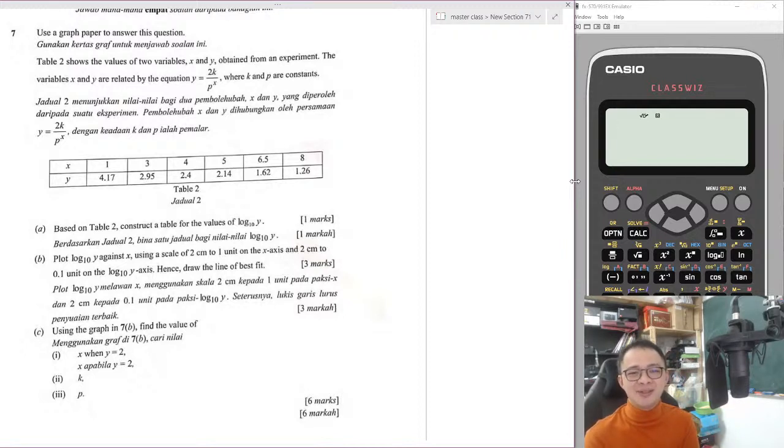Where to see the syllabus? I believe you can Google it, the KSSM SPM syllabus. You should be able to see the syllabus.